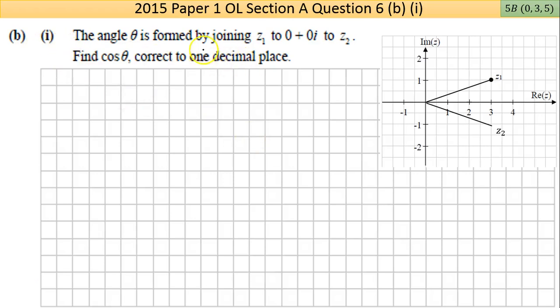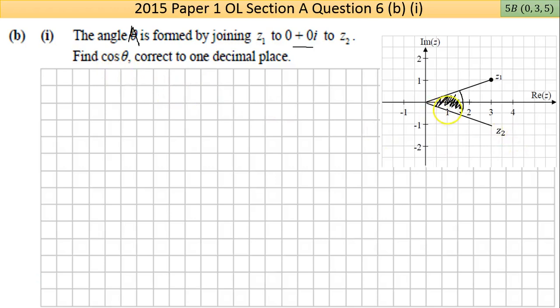Now part B, part 1 here, okay, I have the two complex numbers Z1 and Z2 just represented here. You'd have had that from the original diagram. And what they're saying is the angle theta, now if you want to call that A, because if theta just puts you off, that's fine. It's formed by joining Z1 to the 0 plus 0i, which is the origin, to Z2. So I'm joining Z1 to the origin, to Z2. So theta is that angle, that full angle there. That's what you're trying to find. Okay, so find cos theta, correct to one decimal place. In fact, you're not actually trying to find the angle itself, you're just trying to find what cos theta is.